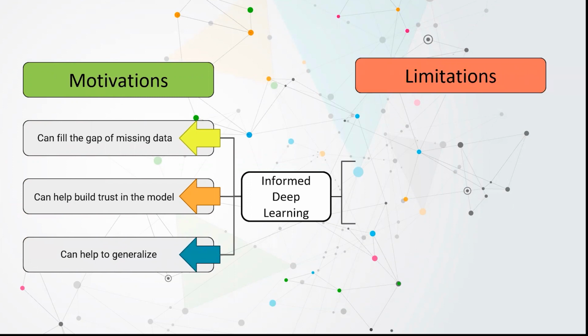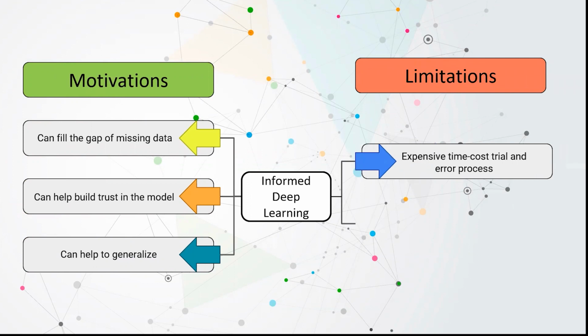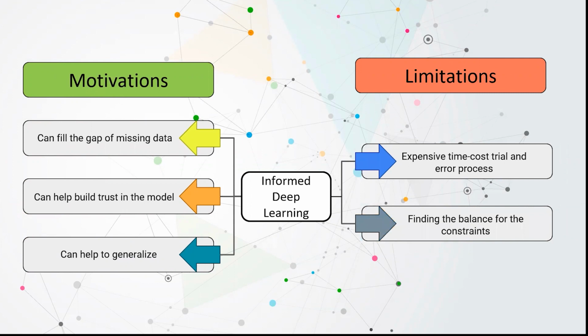The main drawbacks of informed learning: it can be an expensive, time-consuming trial and error process. It's difficult to find the balance for the constraints so the model doesn't underfit or overfit the data.